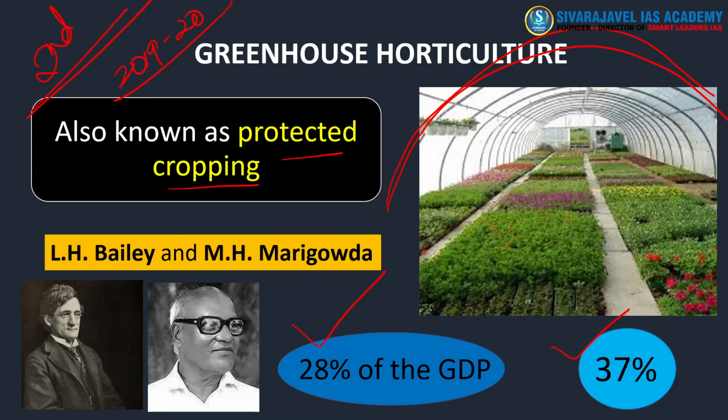And here you can see L.H. Bailey is called the father of horticulture, and M.H. Marigowda is called the father of horticulture in India. He is called the father of Indian horticulture. So try to remember these details.